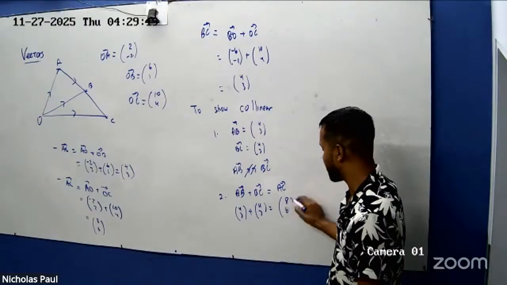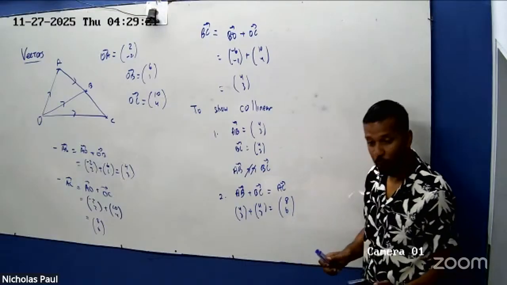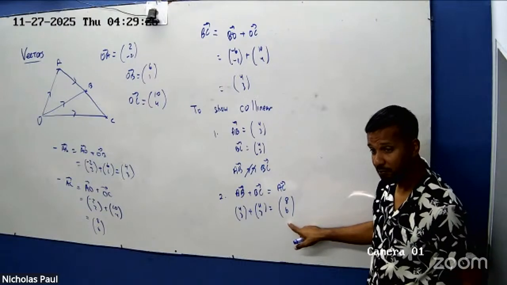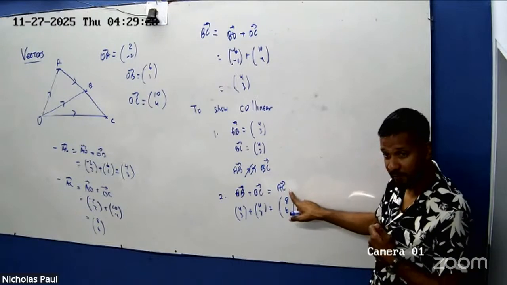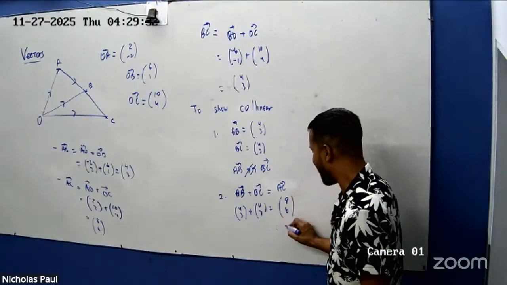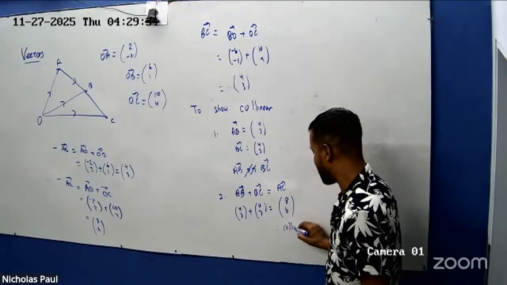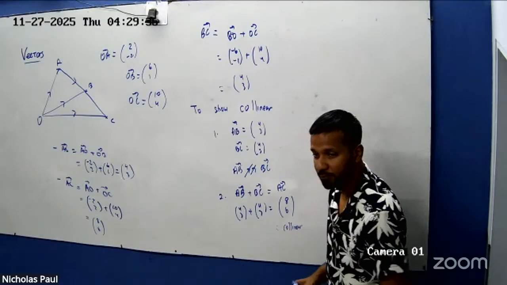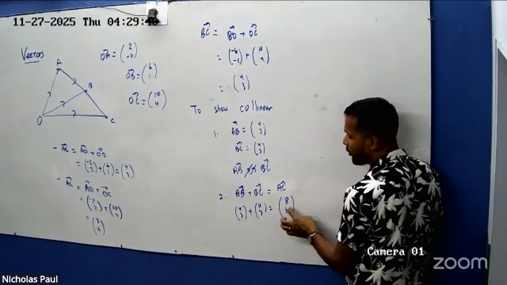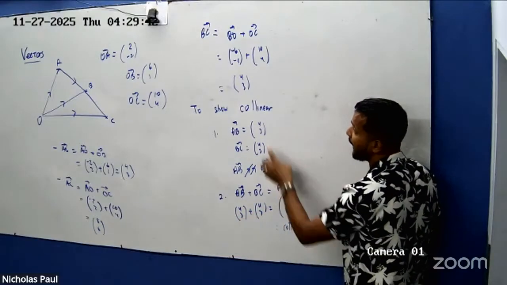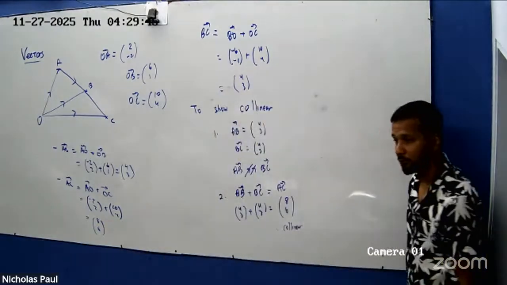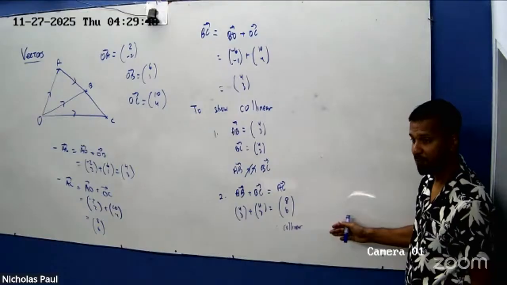(8, 6). So you'll end up with (8, 6). Is this AC? Is (8, 6) AC? Yeah. Therefore, collinear. That's all. So all you have to do is show that when you add up these two, you're going to get AC. And we found AC here. You okay with this? Yeah, no?